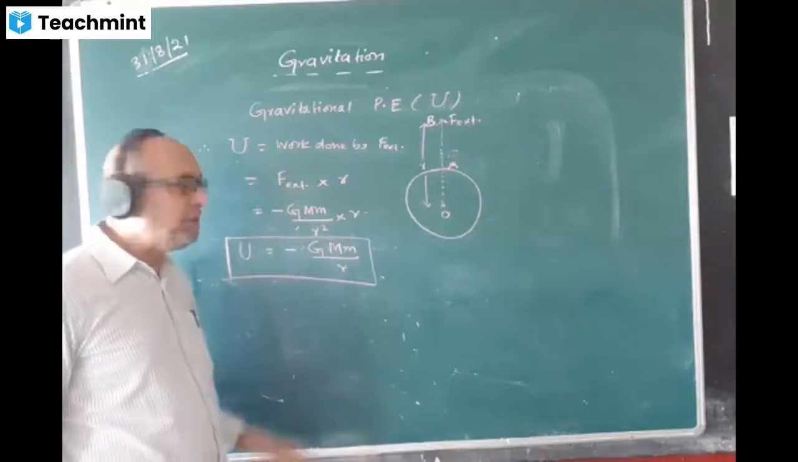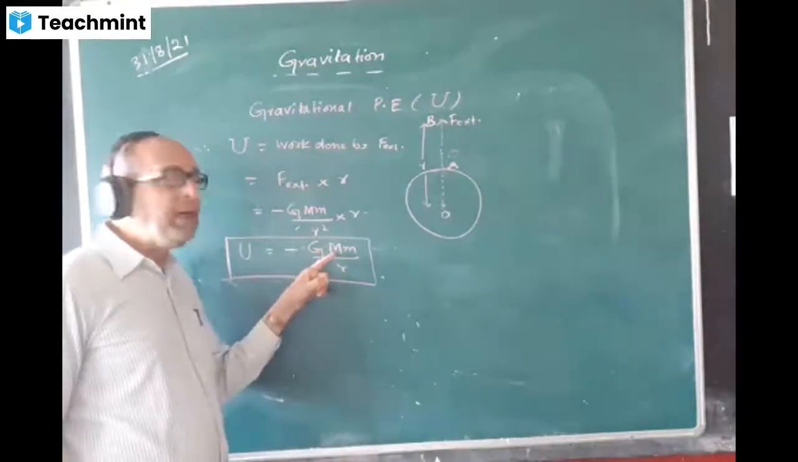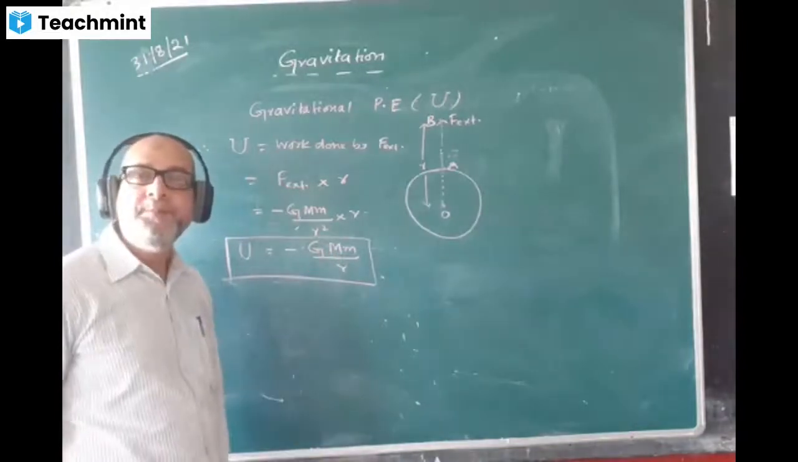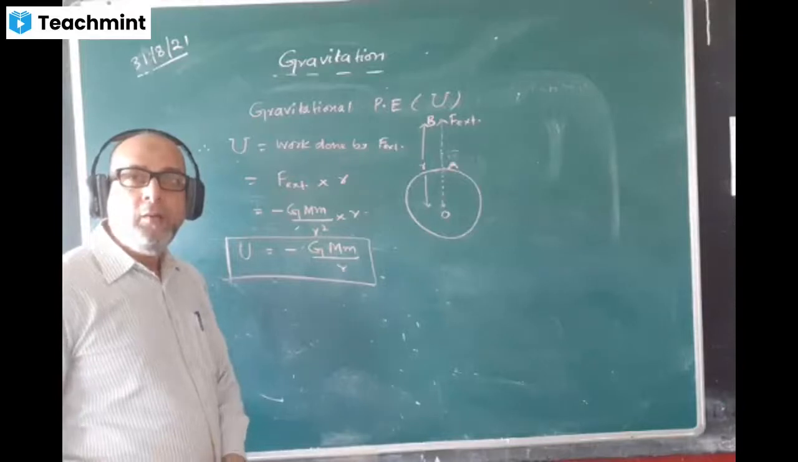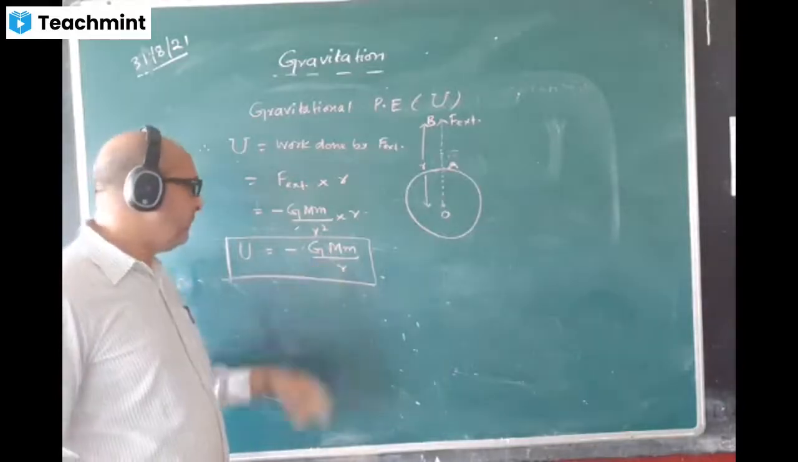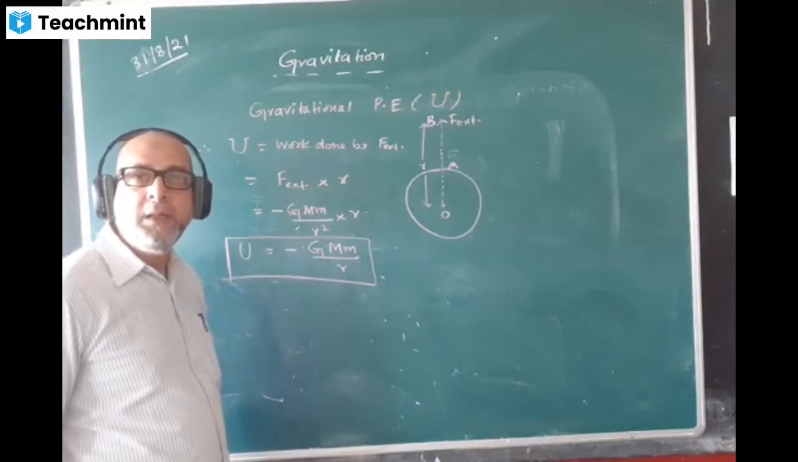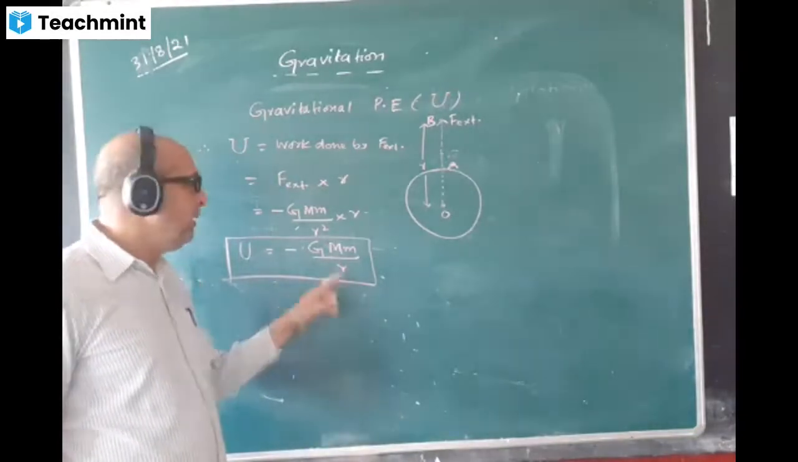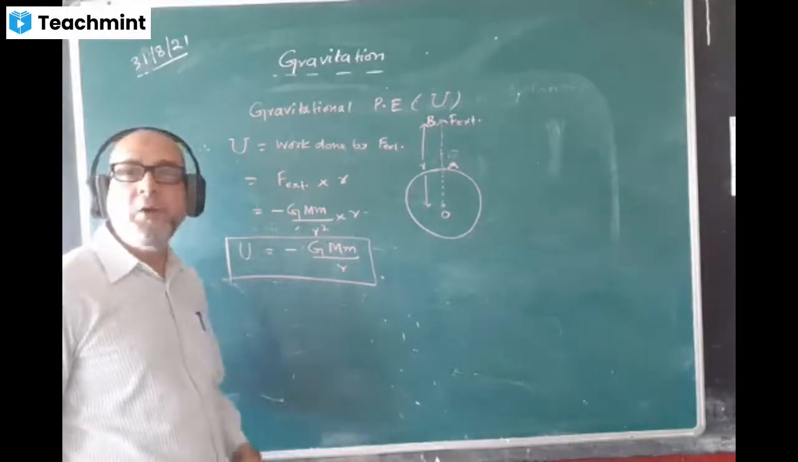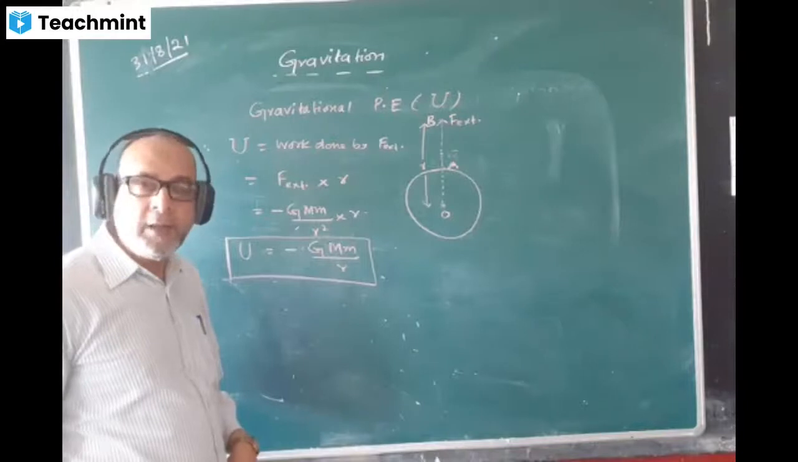I read this one. G is what? Universal gravitational constant. What is capital M representing? Mass of the earth. And what is the small m? Mass of the particle, the body. Mass of the body, yes, whose energy we are finding.